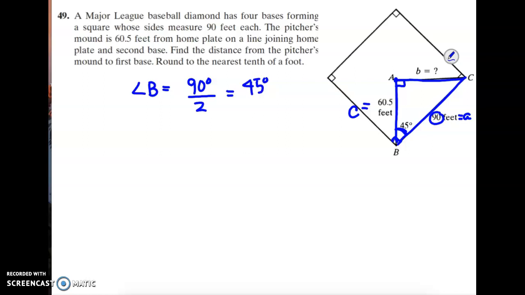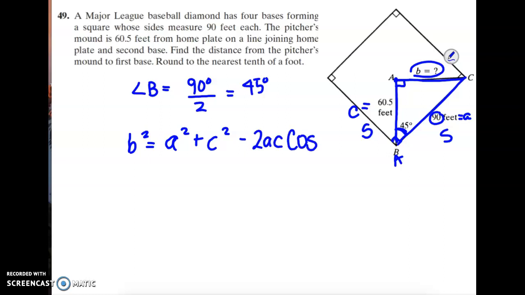And we can use the law of cosines. We have a side-angle-side triangle. We want to find side B. So, law of cosines for B: B squared equals A squared plus C squared minus 2AC cosine of B.